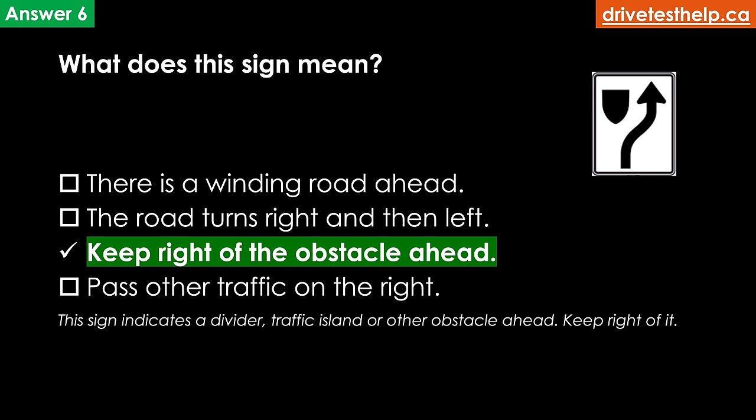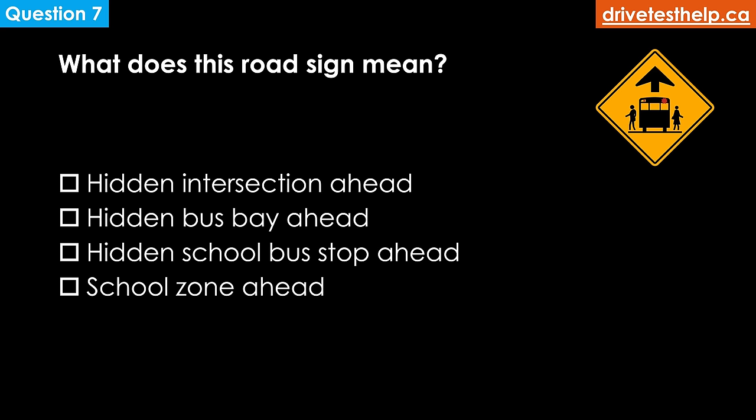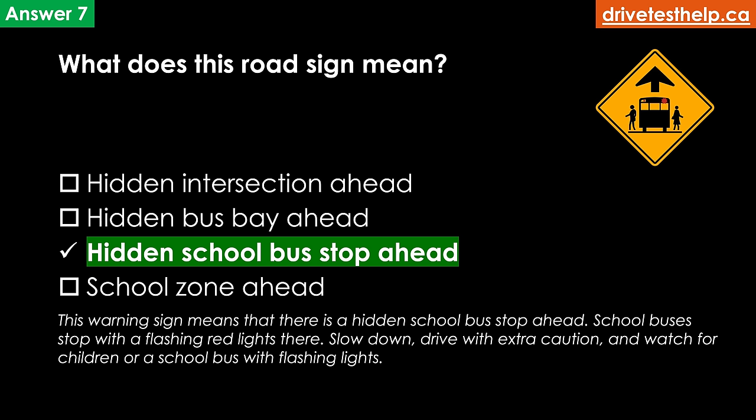What does this road sign mean? Hidden intersection ahead, hidden bus bay ahead, hidden school bus stop ahead, school zone ahead. The correct answer, hidden school bus stop ahead. This warning sign means that there's a hidden school bus stop ahead. School buses stop with flashing red lights there. Slow down, drive with extra caution, and watch for children or a school bus with the flashing red lights.